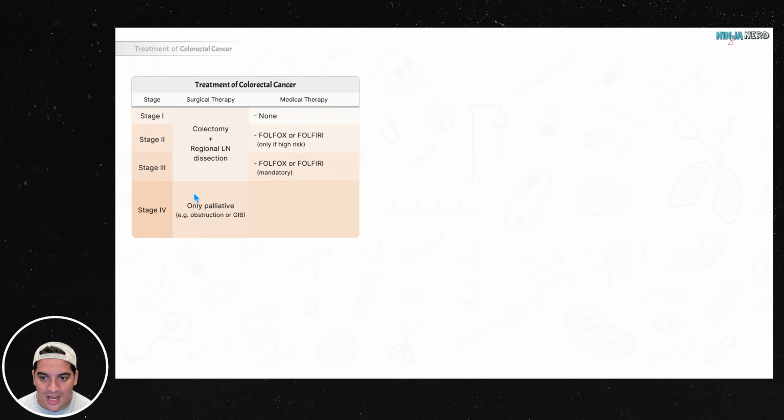But oftentimes it's not going to be for curative intent. This is curative. If you remove it, you theoretically can cure the disease. In this stage 4, you're only doing it if they have significant symptoms and you're just trying to help them to not be in pain or have some of the issues that come with that tumor.